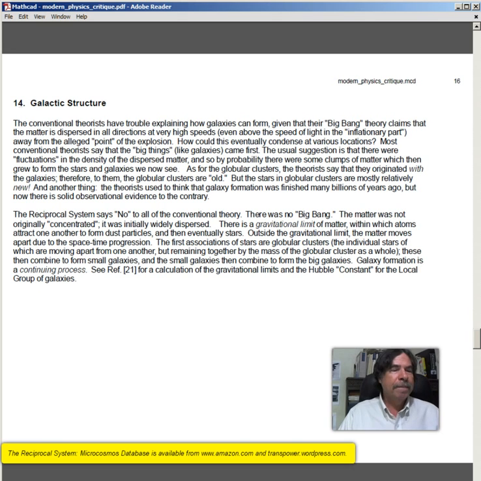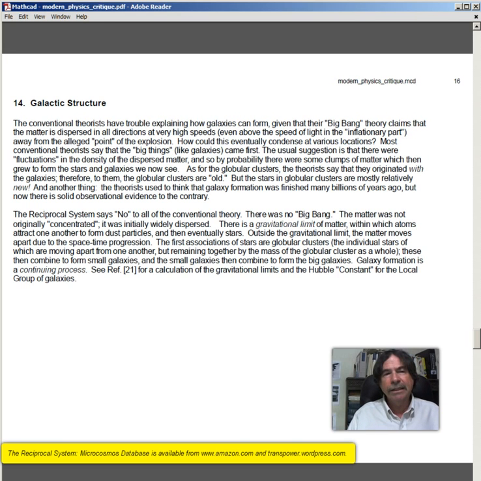14. Galactic structure. The conventional theorists have trouble explaining how galaxies can form, given that their Big Bang theory claims that the matter is dispersed in all directions at very high speeds, even above the speed of light in the inflationary part, away from the alleged point of the explosion. How could this eventually condense at various locations? Most conventional theorists say that the big things, like galaxies, came first. The usual suggestion is that there were fluctuations in the density of the dispersed matter, and so by probability there were some clumps of matter which then grew to form the stars and galaxies we now see.